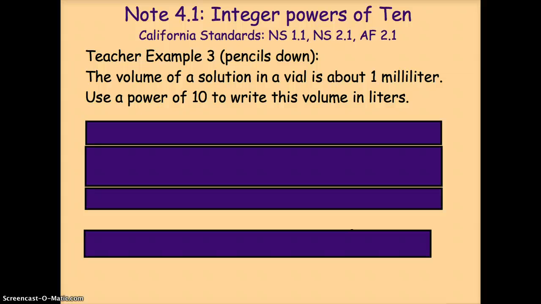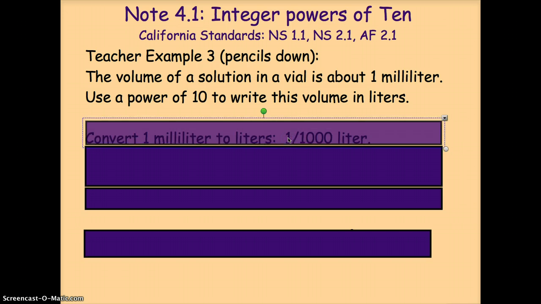So here, the volume of a solution in a vial is about 1 milliliter. Use the power of 10 to write this volume in liters. And notice this is kind of a science problem, and that's because exponent form is used a lot with science. Now, we're given the solution in milliliters, and I need to turn it into just liters. So I need to convert. And I'm sure you don't know the conversion yet, you will soon.